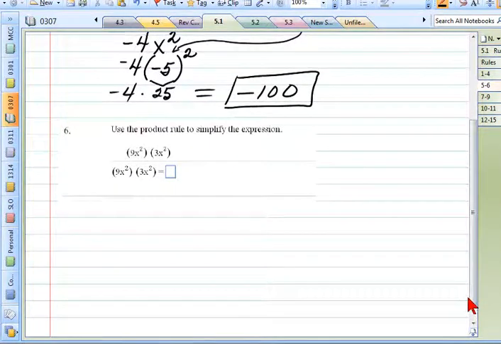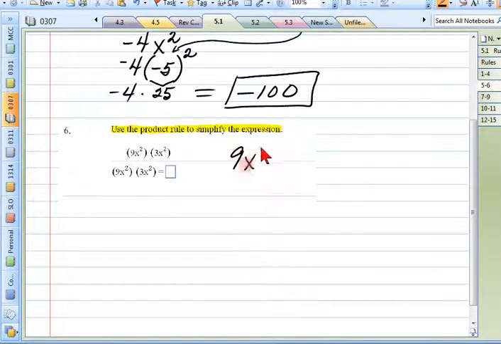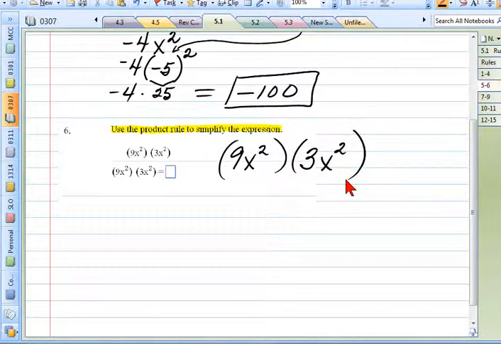Okay, all of those problems ask me to simplify or evaluate. Number 6, use the product rule to simplify the expression. The product rule. Now, when you eventually test on this, I will not say use the blank rule. I will just say use all the rules. And you have to look at it and say which one would be appropriate. So if you look at 9x squared times 3x squared, what's going on? Isn't it multiplication? That should tell you product rule.